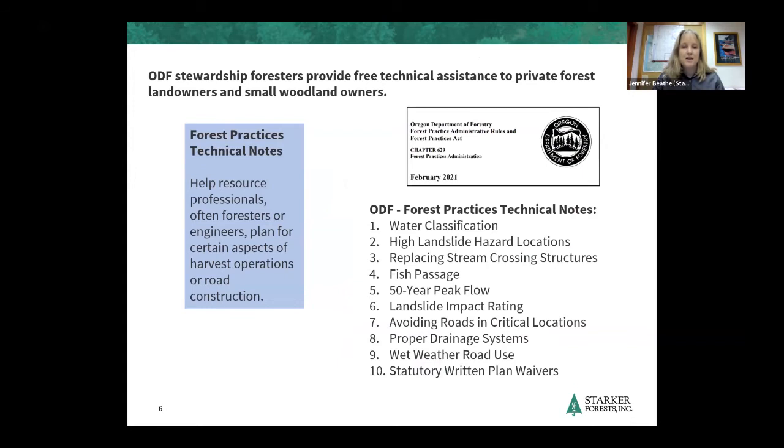They help resource professionals, often foresters or engineers, plan for certain aspects of harvest operations or road construction. There's 10 Forest Practices Technical Notes that are available that I use actively and my colleagues use as well. I think I calculated that there's almost 100 pages of reference information in these technical notes.